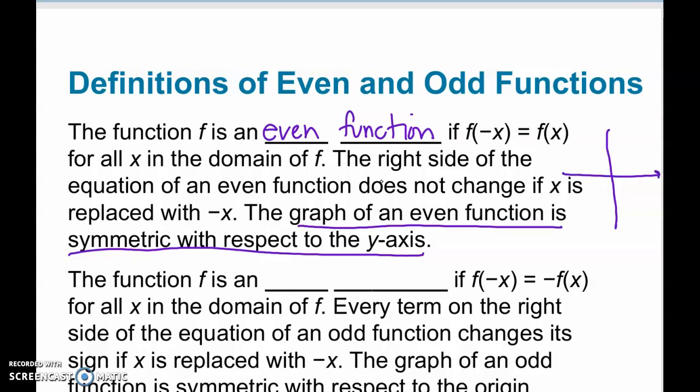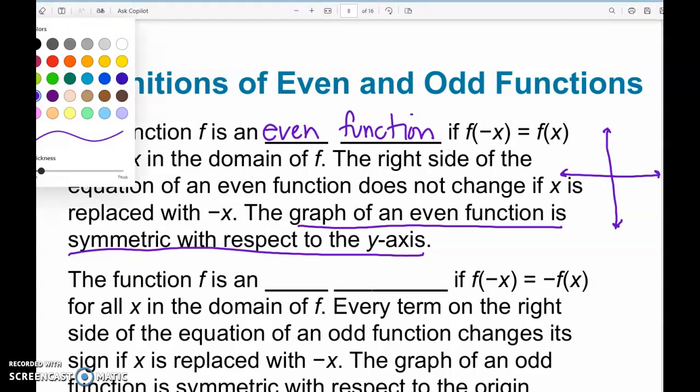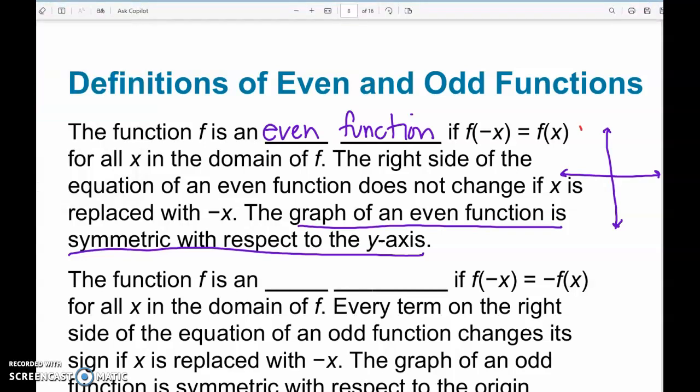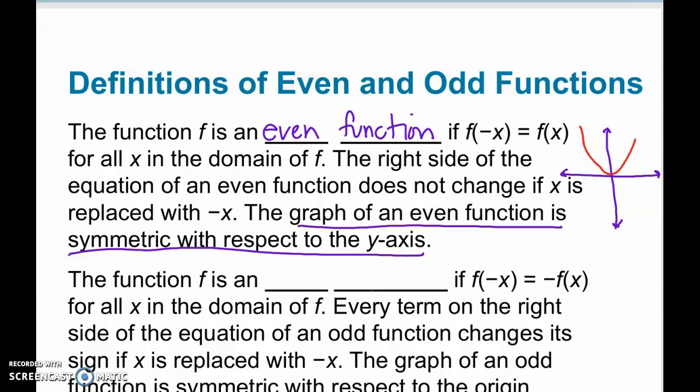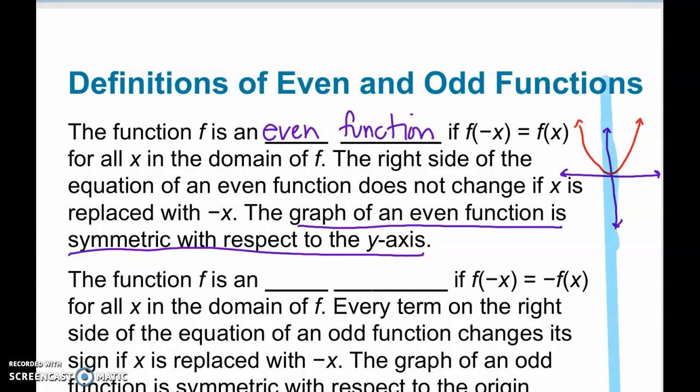So if this is my xy axis, an example of an even function would look like this. And so here's a parabola. And if you would fold it on the y-axis, it would have a mirror image. So that has symmetry with respect to the y-axis.